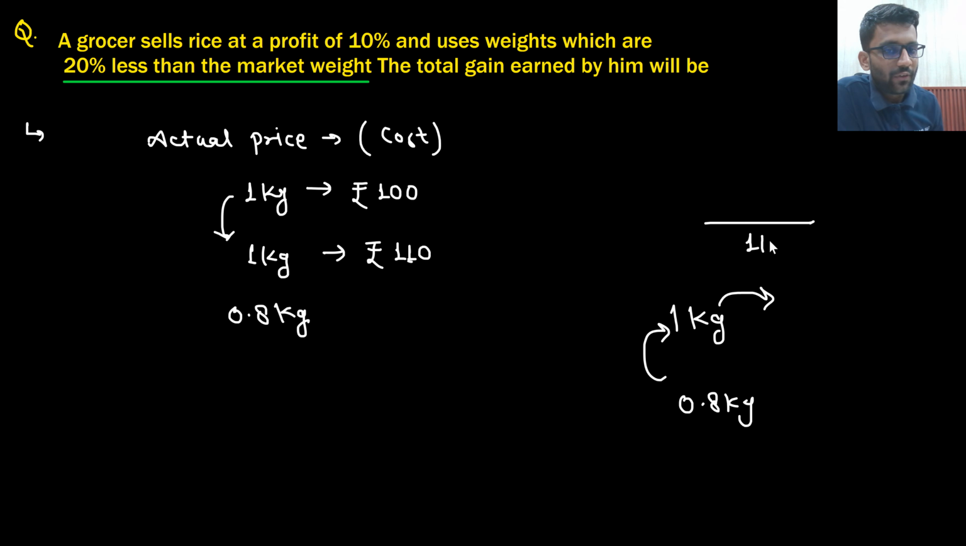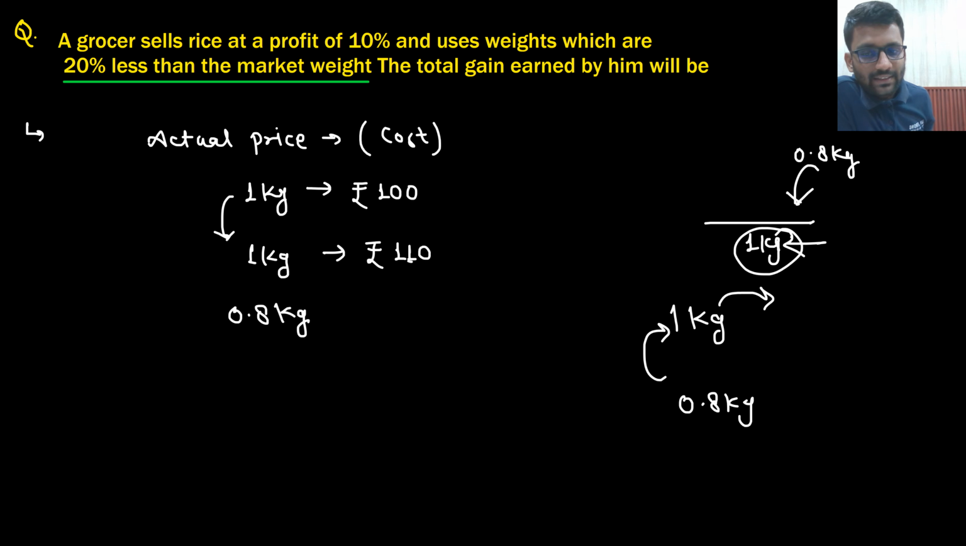You need the reading of 1 kg, so you need to put the quantity 20% less than this. What is 20% less? That means 80% of that. So you have to put 0.8 kg only. Did you understand this point? 20% less than the market weight.